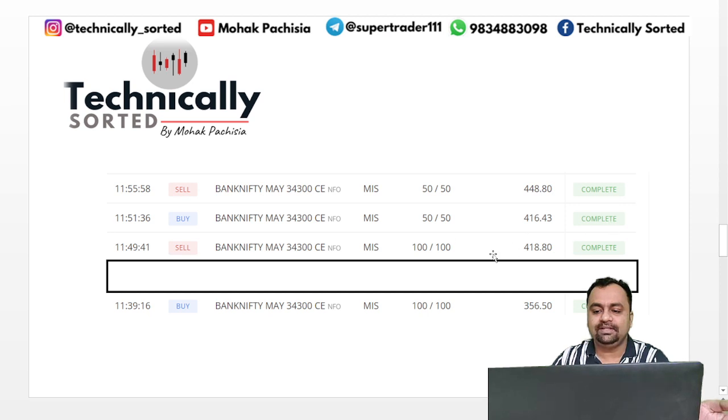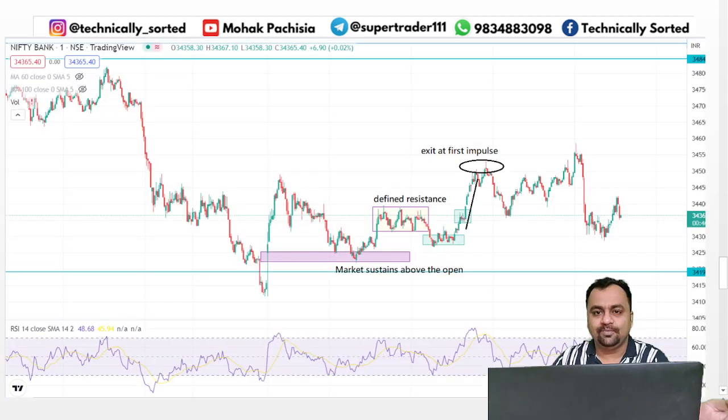Then if you notice that at 418 I got out, and then at 416 I got in again at a smaller quantity, and then got out at 448. If you notice, all put together from 11:39 to 11:55, the entire trade was done with, and it got me some decent profits. The quantities or the quantum of the profit are not important. What is important is what you took away from it, what you learned from it.